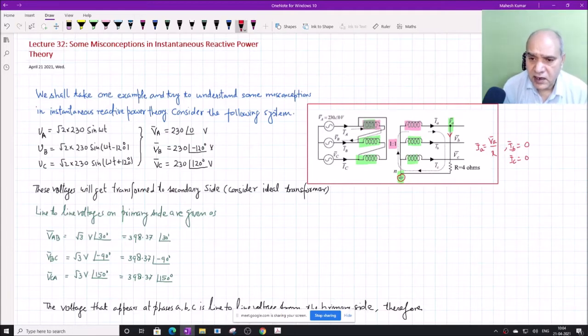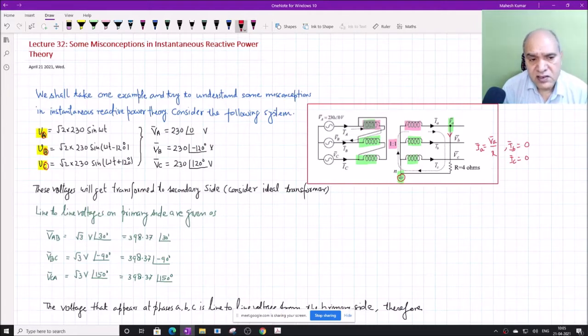The primary of this transformer, which is delta connected, is supplied by a three-phase source whose voltages are given as follows: VA, VB and VC. I have used the capital letters A, B, C for the primary side. So note specific attention to the notations: capital A, capital B and capital C are for the primary side, and small a, small b, small c are used for the secondary side.